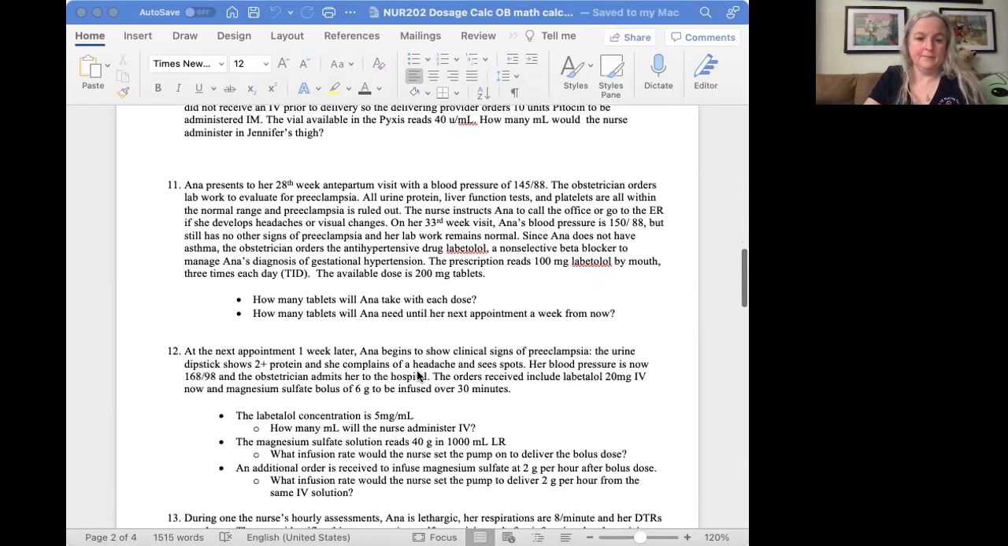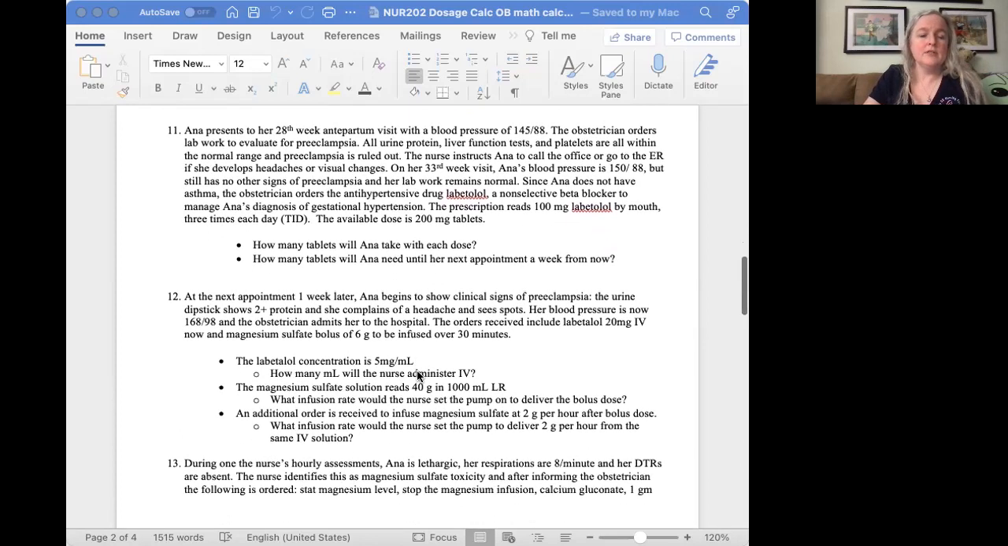Number 11. Anna presents to her 28-week antepartum visit with a blood pressure of 145/88. The obstetrician orders lab work to evaluate for preeclampsia. Urine protein, liver function tests, and platelets are all within the normal range, and preeclampsia is ruled out. The nurse instructs Anna to call the office or go to the emergency room if she develops headaches or visual changes. On her 33rd week visit, Anna's blood pressure is 150/88, but she still has no other signs of preeclampsia and her lab work remains normal.